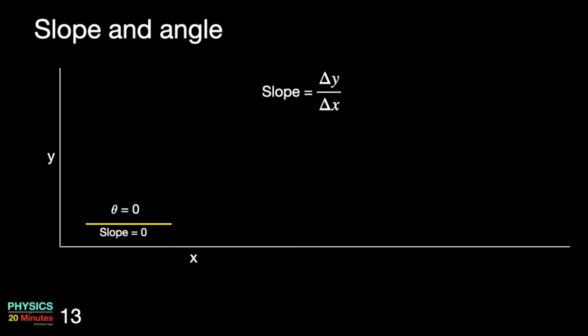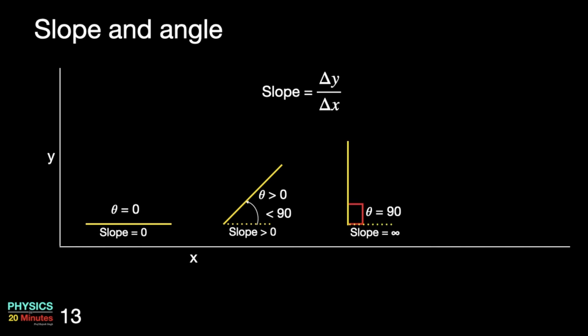What will happen if the line makes some angle with the x-axis? If the line makes any angle with the x-axis which is greater than 0 but less than 90, in this case delta y and delta x both will be positive for this line, and therefore the slope will be positive, greater than 0. Any line which is oriented in this manner, whose angle with the x-axis is greater than 0 but less than 90, will have a positive slope.